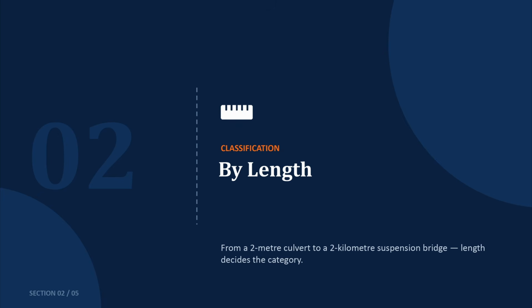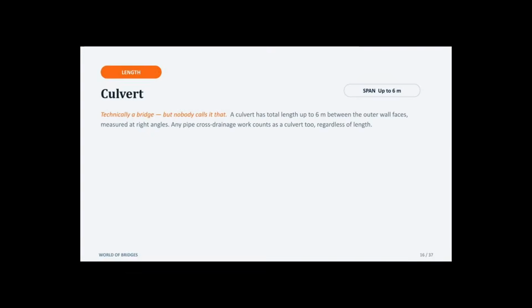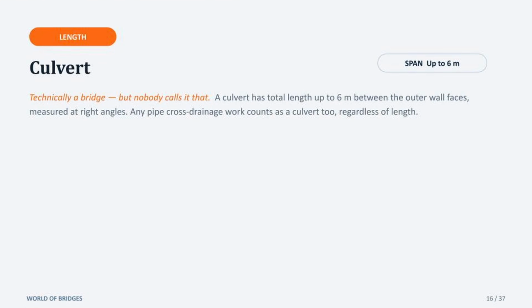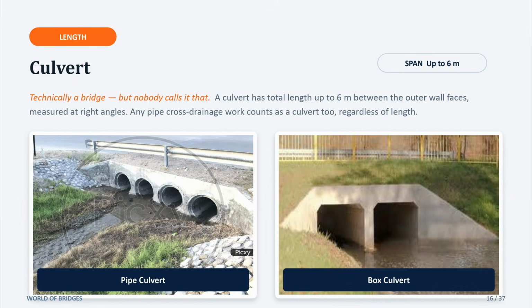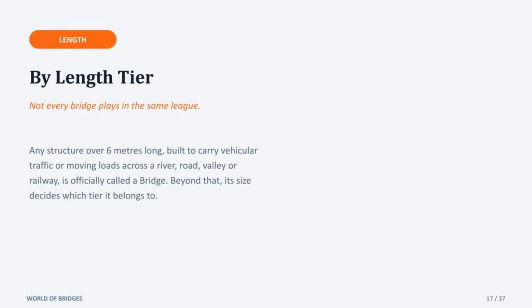This one is simpler. It's really just three side stairs plus the one structure that is too small to even count as a real bridge. If the length of the bridge is less than 6 meters, then it is called a culvert. There are two types of culvert, pipe culvert and box culvert. Both do the same job. Pipe culverts, whether the length is less than 6 meters or more than 6 meters, are called pipe culverts only and not a bridge. Cross that 6 meter line and you are officially in bridge territory.